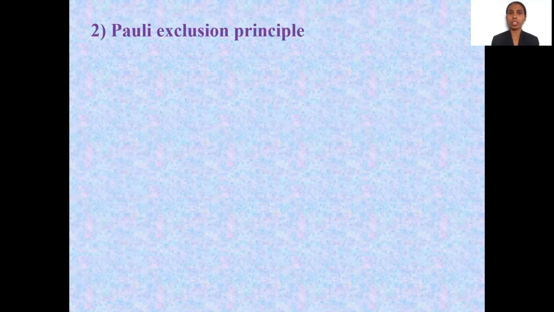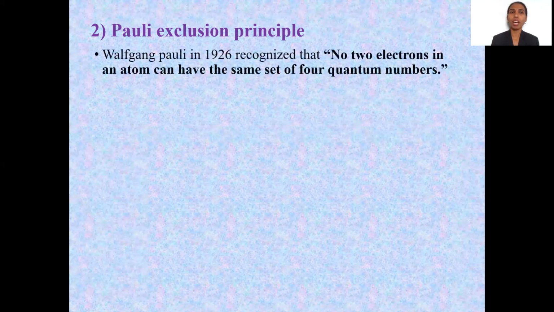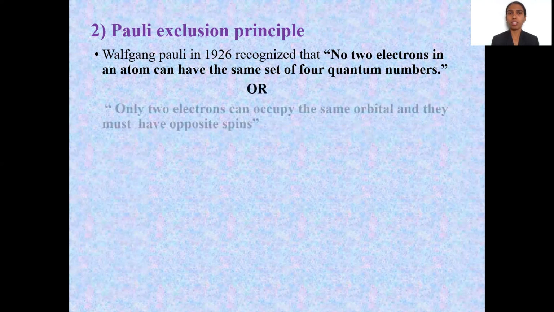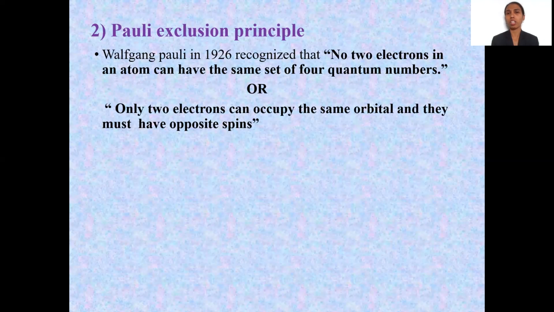Now the second point on which the above principle is based is the Pauli exclusion principle. Now Wolfgang Pauli in 1926 recognized that no two electrons in an atom can have the same set of 4 quantum numbers. In another way, you can write this principle as: only 2 electrons can occupy the same orbital and they must have opposite spins.